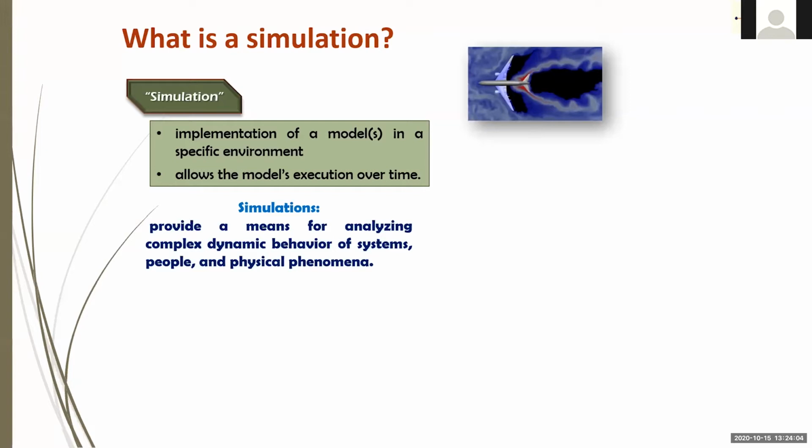As an example, we may have this airplane, and we are trying to understand the aerodynamics that we have over the airplane. How is this thing affecting the airplane? Do we have enough structural strength in the wings or not? Are they going to fall apart? So that's one of the things that we may want to put over there. Now, those simulations will provide the means for analyzing complex dynamic behavioral systems, people, and physical phenomena.